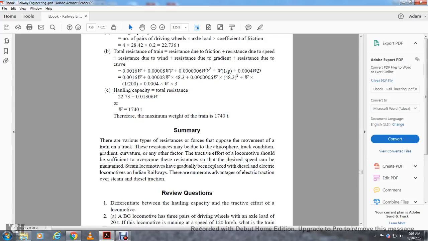Summary. There are various types of resistive forces that oppose the movement of a train on the track: resistance due to the atmosphere, track condition, gradient, curve, and other factors. The locomotive should be sufficient to overcome the resistance so that the desired speed can be maintained. Steam locomotives have gradually been replaced by diesel-electric locomotives. Indian Railways has numerous advantages of electrical traction over steam and diesel traction.